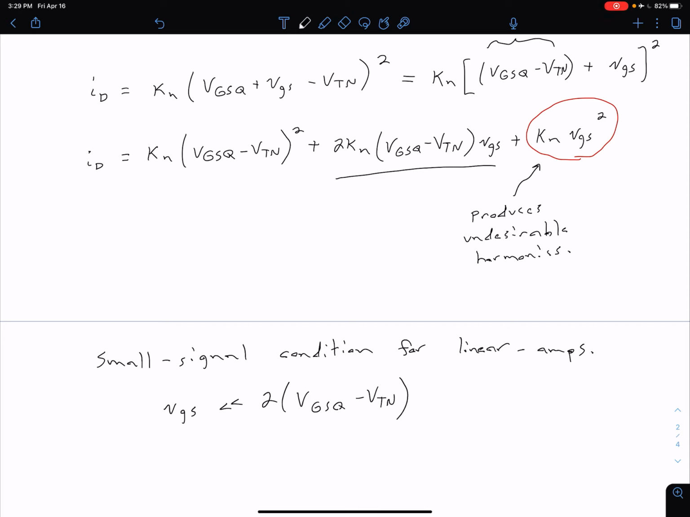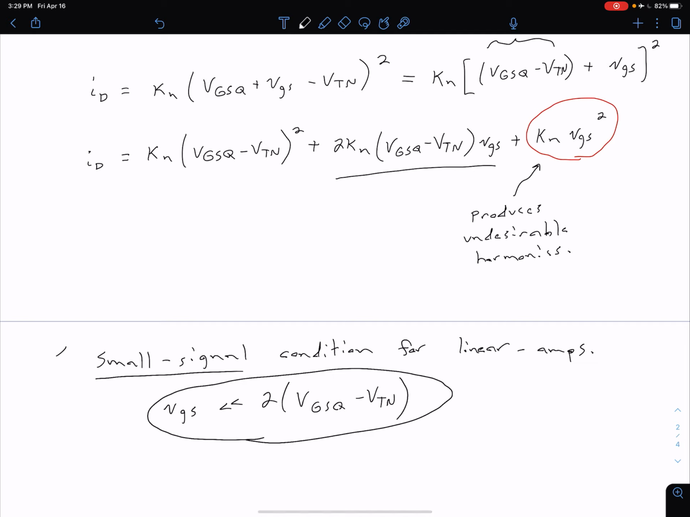And so of course we've just sort of divided a vgs on both sides. If we come back up here and look at our second and third terms, we can just divide out a lowercase vgs in each of those. So we want that third term to be much less than the second term, essentially. This is the condition that needs to be met in order to consider this to be a small signal circuit.